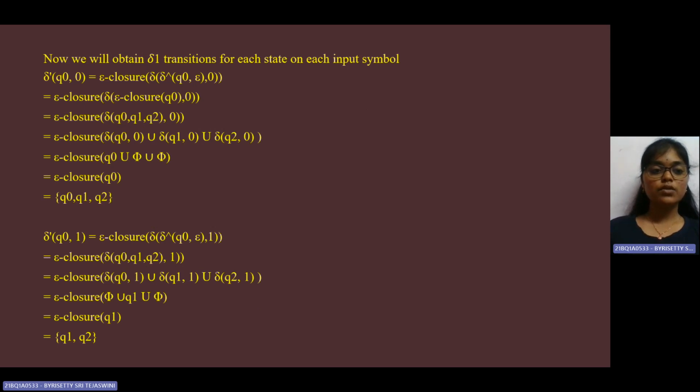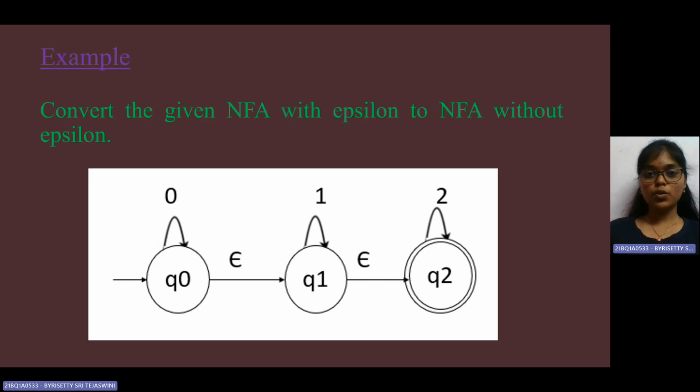Next, delta dash of q0 and 1. Now the input is 1. As we know, the epsilon closure of q0 is q0, q1, q2. Epsilon closure of delta of q0, q1, q2 comma 1. Now for every state, the input symbol is taken: q0 comma 1, q1 comma 1, q2 comma 1. So q0 comma 1, no output, so phi. Next for q1, the input value 1 gives q1 itself.